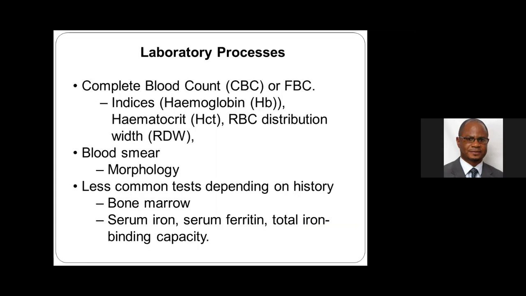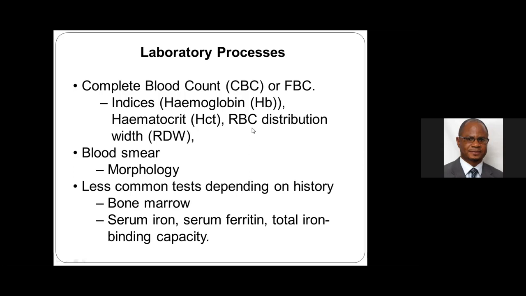Okay, so we look into the laboratory process by which we can determine this anemia. We first of all will do a full blood count or complete blood count and look at the indices such as the hemoglobin, hematocrit, red cell distribution width. Then we do a blood smear and study the morphology. Are we seeing anisocytosis or poikilocytosis, or are we seeing polychromasia or microcytosis? They are all important in supporting the results that we get for the full blood count.